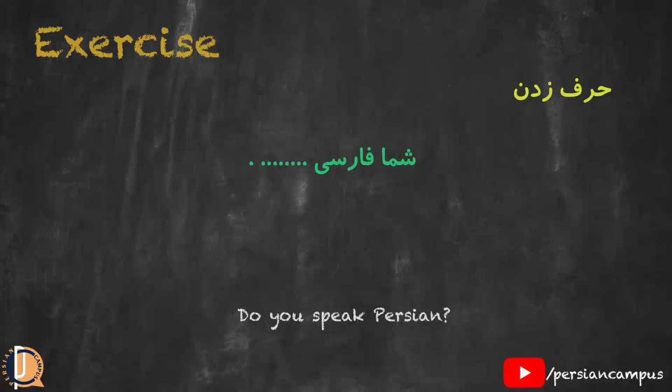Now complete this one. حرف زدن. شما فارسی. The subject is second person plural. The verb is compound, but it doesn't make any difference. We have to conjugate زدن. That would be شما فارسی حرف میزنید.